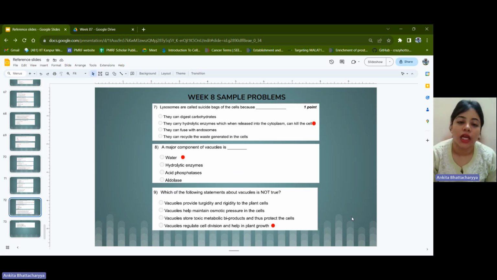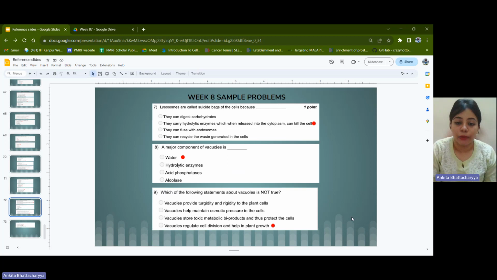A major component of vacuoles is A, water, B, hydrolytic enzymes, C, acid phosphatases, or D, aldolase. So the major component of vacuoles is certainly water. That is option A.